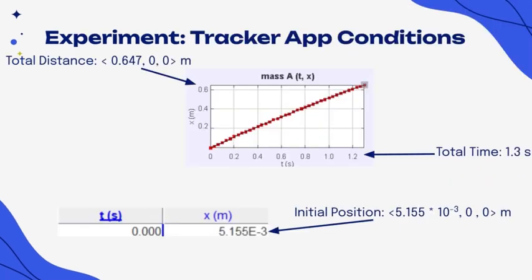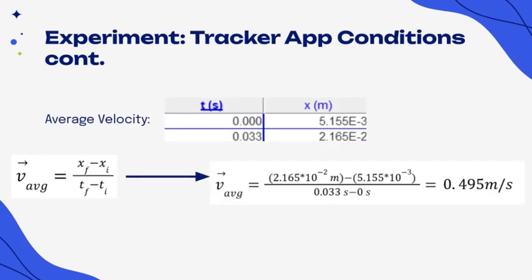According to the Tracker app, the total distance traveled by the marker was 0.647 meters, and the total time the marker moved was 1.3 seconds. The initial position of the marker at time equals 0 was 5.155 times 10 to the negative 3 meters. Using this initial position and then the position and time recorded second, we found the average velocity of the marker to be 0.495 meters per second according to the average velocity formula.